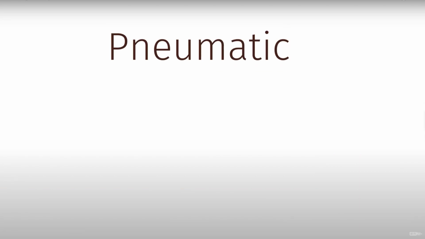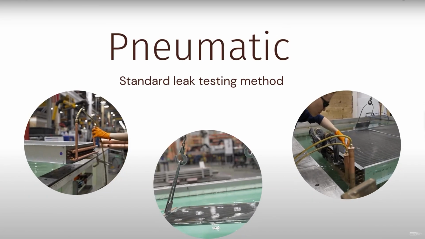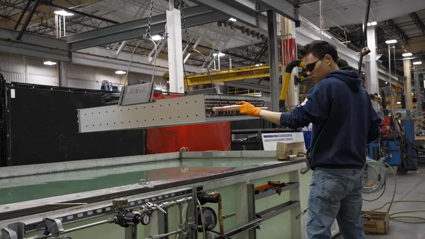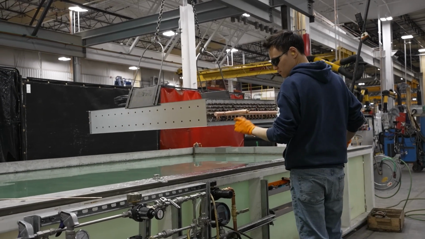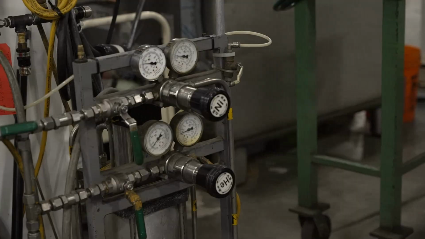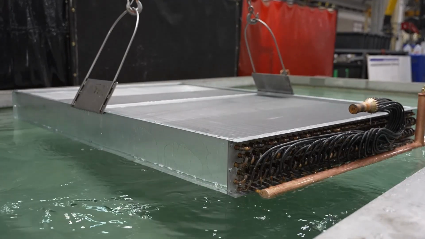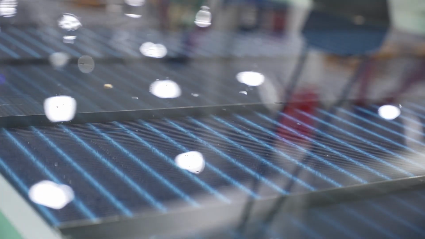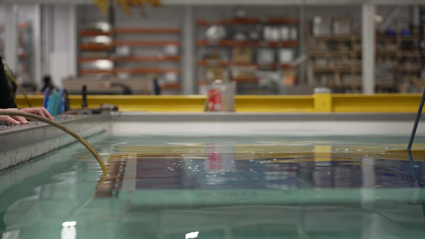The first is pneumatic testing. It's our standard leak testing method, a method designed to be sufficient for most applications. It involves pressurizing the coil with air or dry nitrogen before submerging it in water. When a leak is present, bubbles will appear under the water's surface.